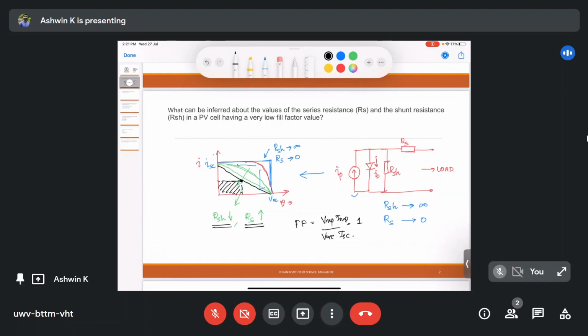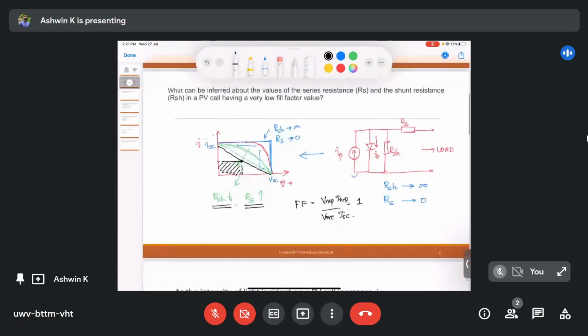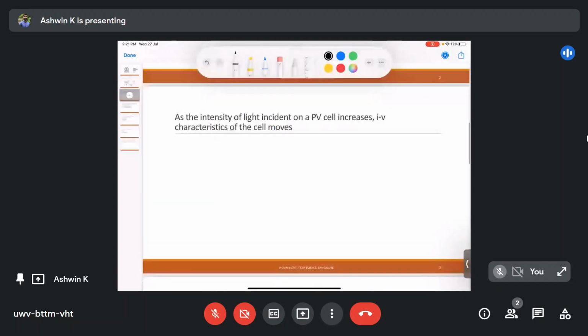So let's move to the second question. The second question is, as the intensity of light incident on a PV cell increases, which direction do the IV characteristics of the cell move? So let's draw an ideal, non-ideal IV characteristic of our PV model. Let's see what happens.